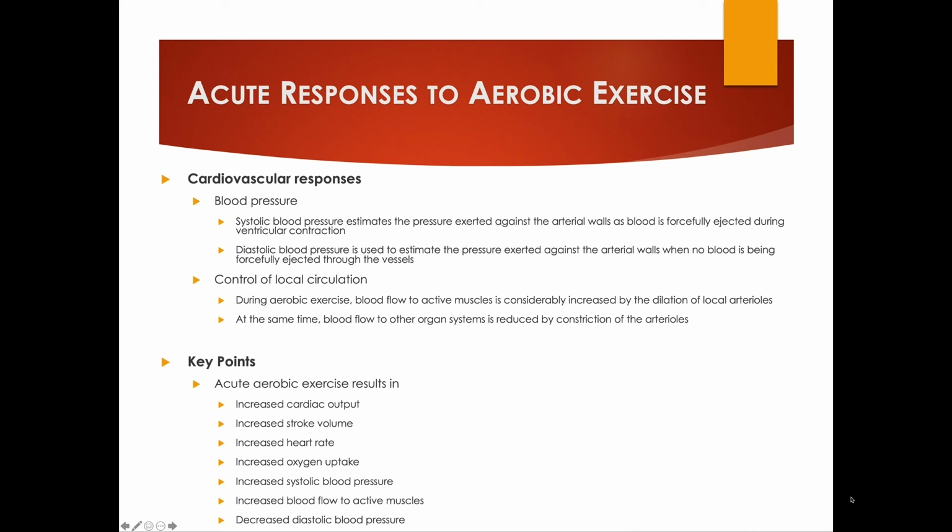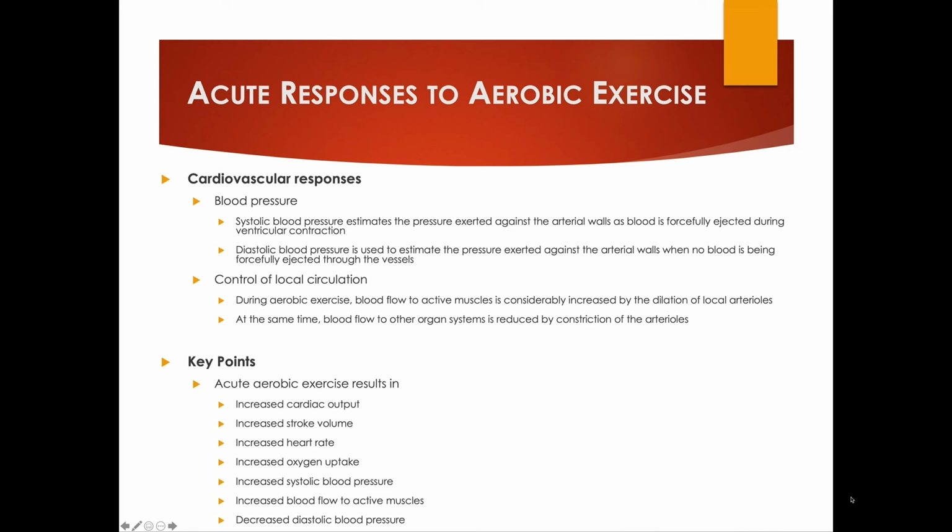It says control local circulation. During aerobic exercise, blood flow to active muscles is considerably increased by the dilation of local arterioles. At the same time, blood flow to other organs is reduced by constriction of the arterioles. So this is a natural response: once you start to exercise, the body will redirect blood flow to those areas that need it while diverting away from areas that do not need the blood.